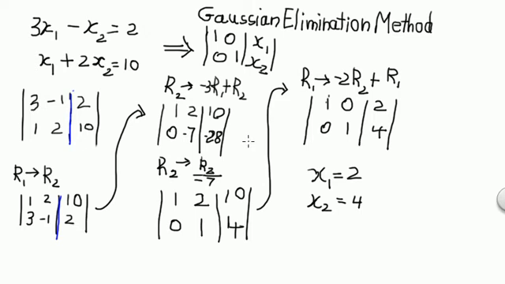The following is an instructional video on how to solve a system of equations using the Gaussian elimination method. The idea of using the Gaussian elimination method is to use just the coefficients of the variables plus the constant and put them into a matrix. So that's the first step that I've done here.